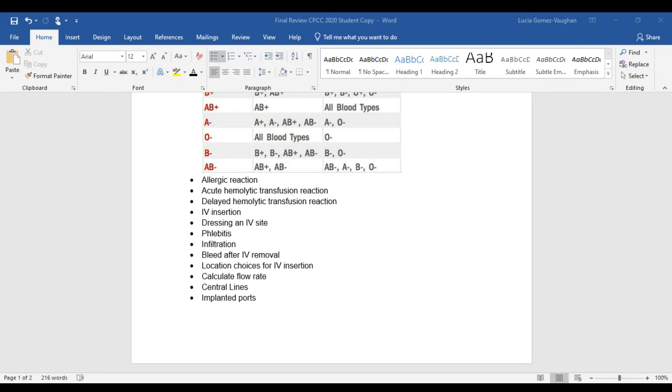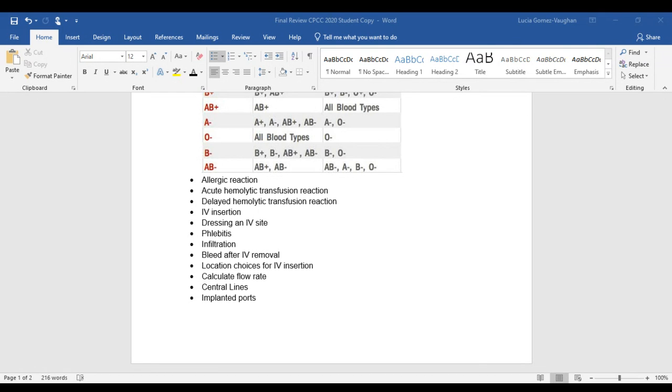When you're using these ports with a client, before you use it to either draw blood or give a medication, of course, you're going to clean with alcohol. If the medication is an infusion and it's going to take some time, you're going to clean it, put the needle in, and cover it with a transparent dressing, like if it's going to be a continuous IV that you're using that port for.